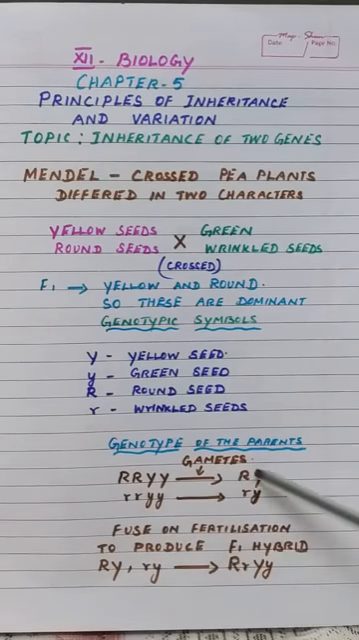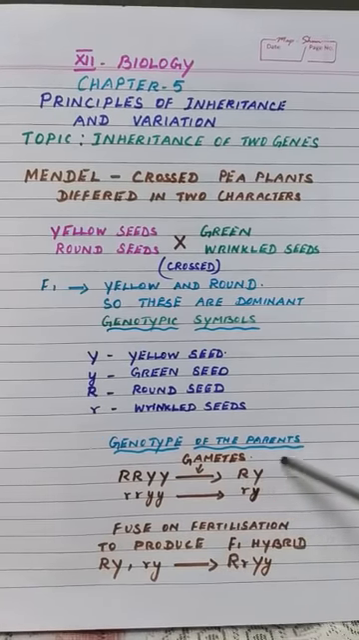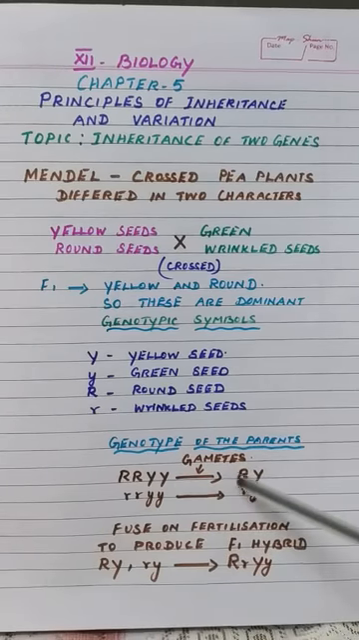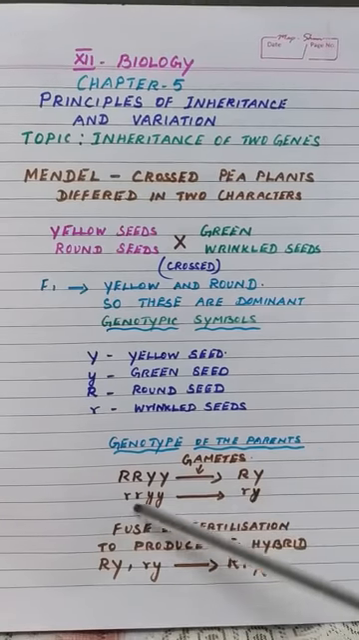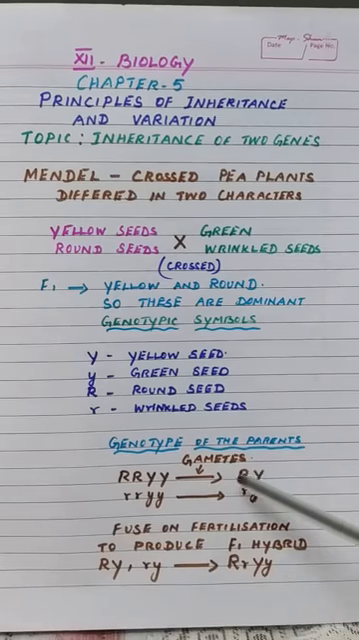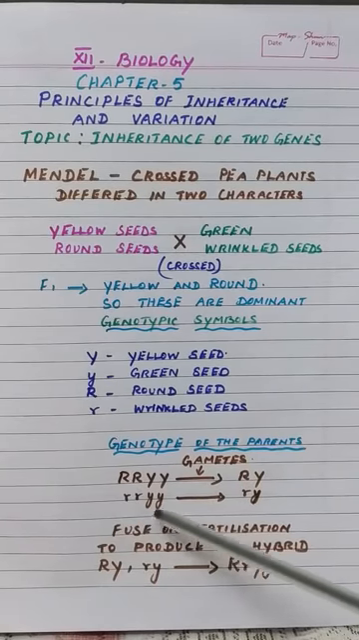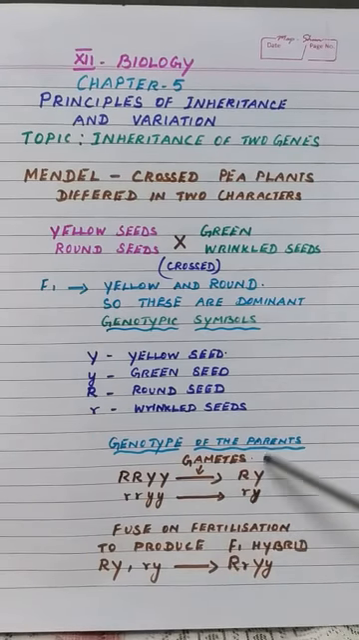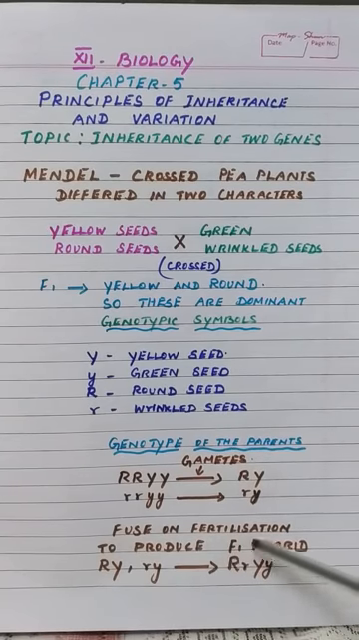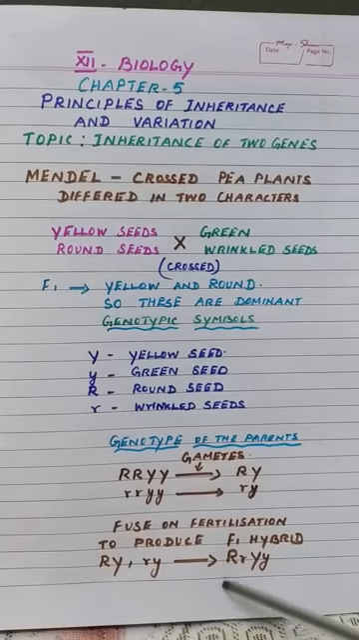Then we get gametes like this. One R and one Y, because this is a dihybrid, so each gamete should have 2 alleles for 2 characters. Here also, small r, small y gametes. Capital R, capital Y is the gamete of this parent, and small r, small y is the gamete of this recessive parent. These two gametes fuse on fertilization and produce the F1 hybrid.